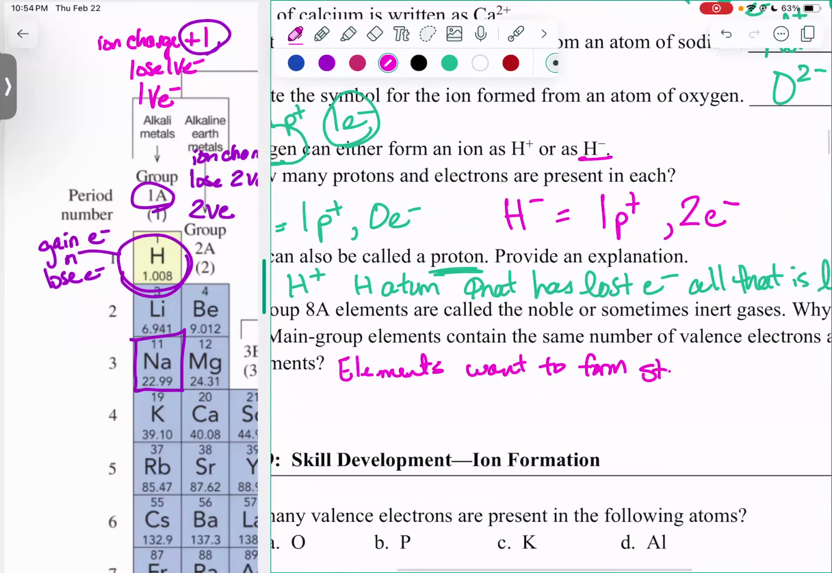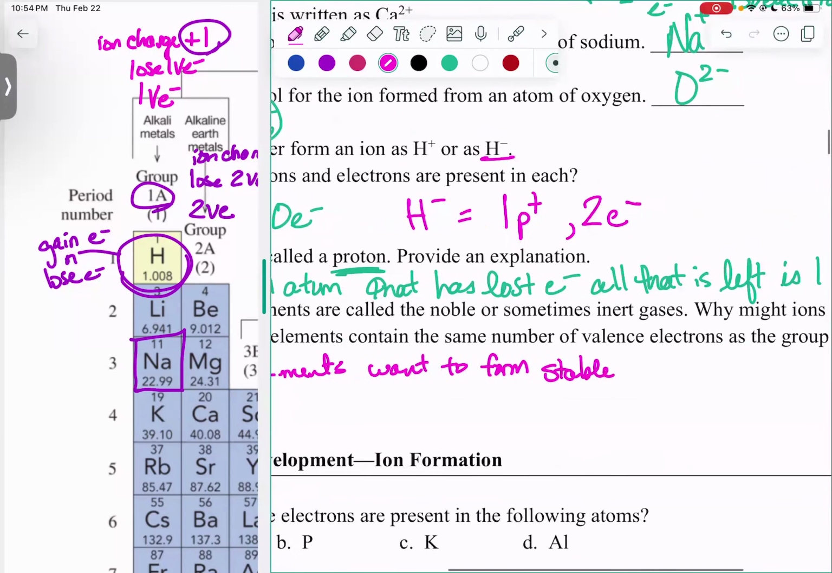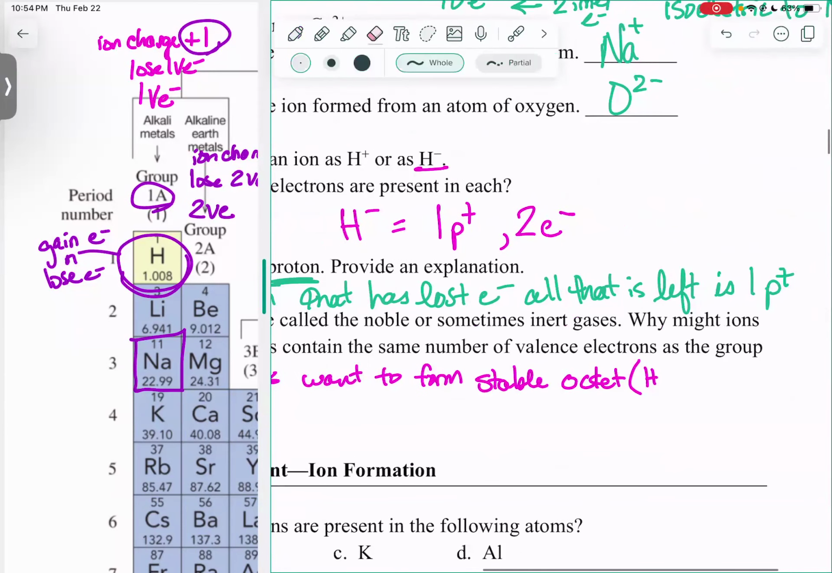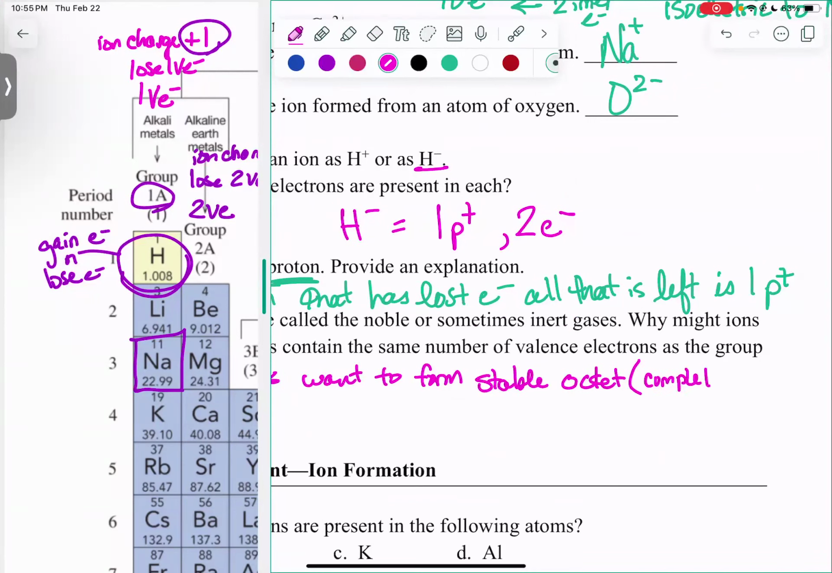Our stable octet. And really there is an exception, right? Hydrogen. We'll just say sometimes it's an octet or sometimes it's a complete outer valence shell. Either way, whether that's 8 or that's 2, they want a complete stable octet.